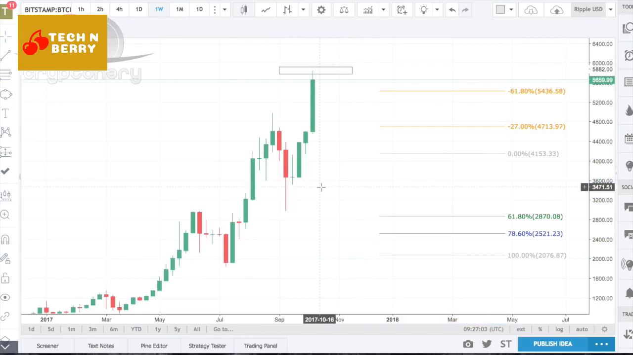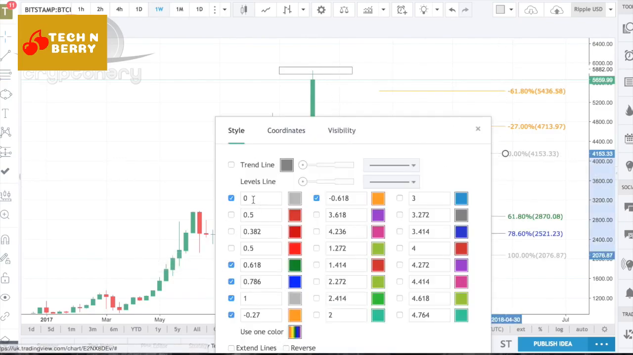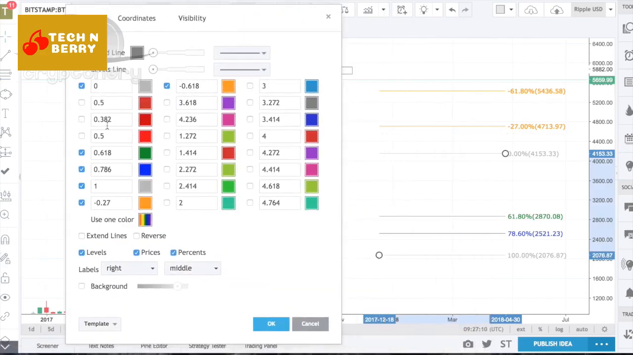Now what you will notice with mine is I've actually completely got rid of those levels. I've done that by simply going to style. 0.382 and the 0.5 have been removed. And that's because these levels do not work with cryptocurrencies.